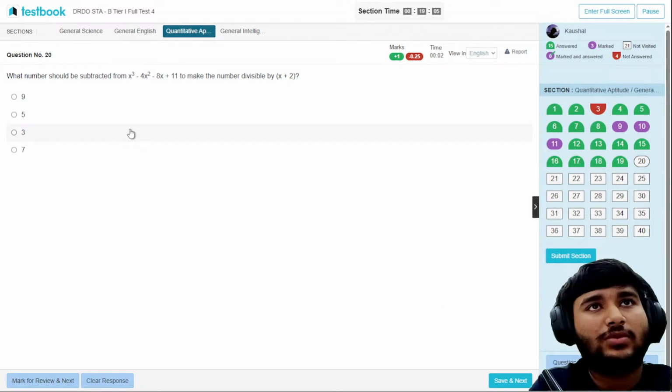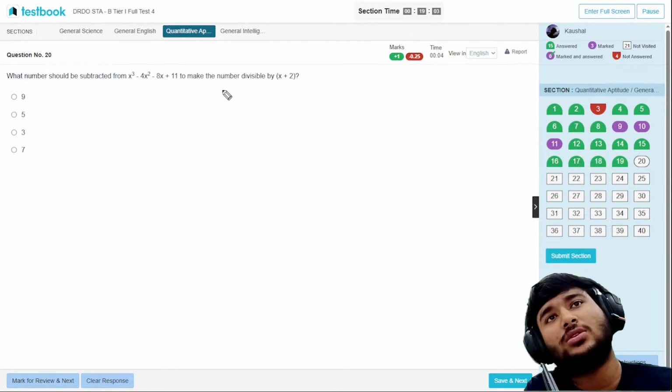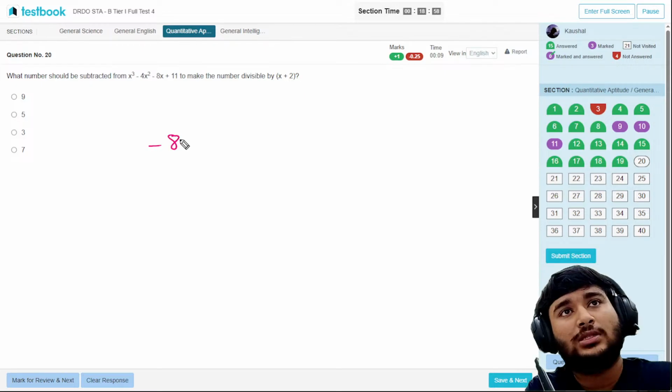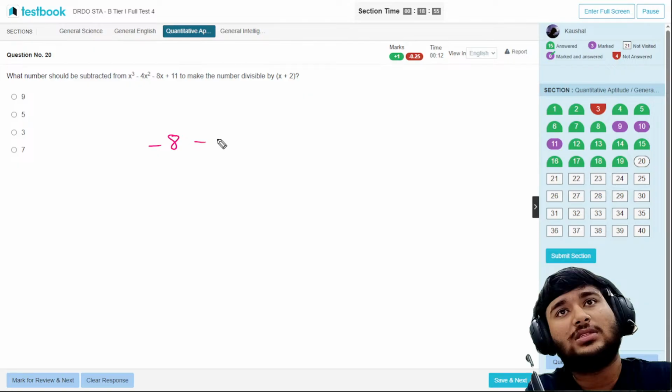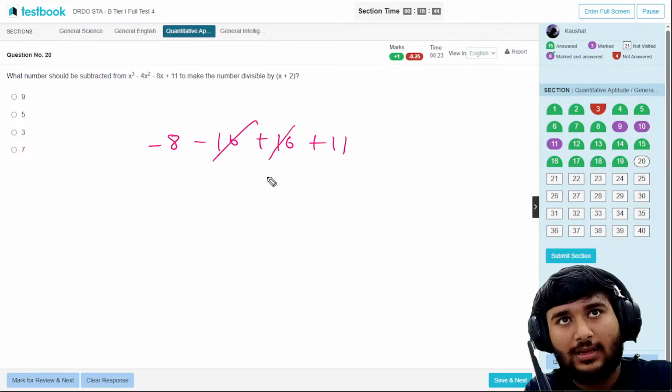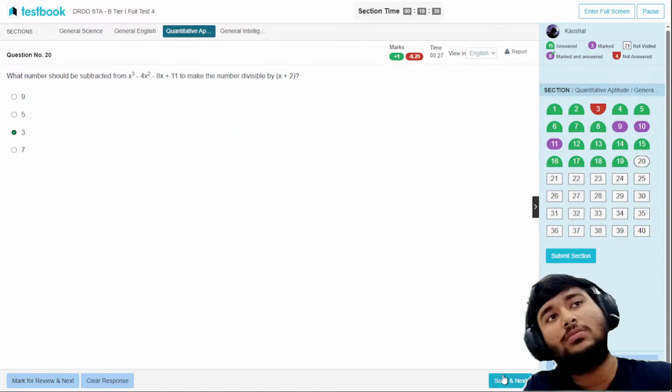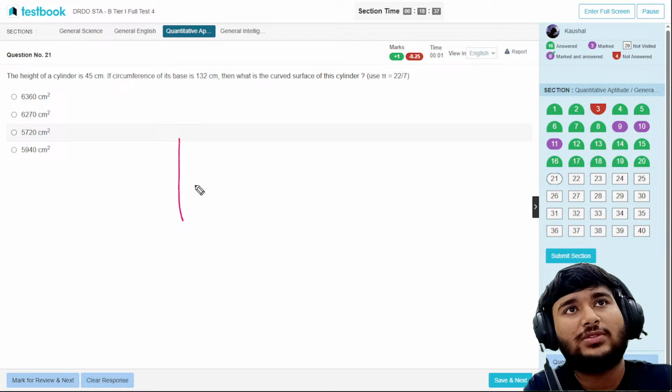What should be subtracted from this to make sure the number is divisible. x minus x equals to x की power minus 2. minus 416 plus 16 plus 11. ये कट गया, ये कितना आ गया, 3. 3 should be subtracted.